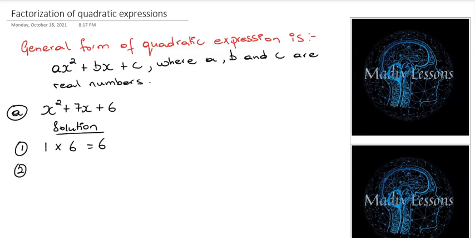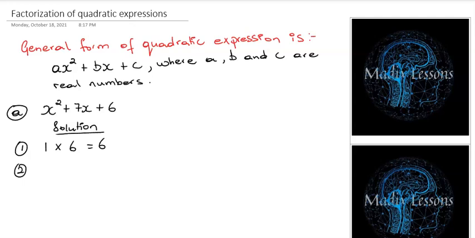we ask ourselves what two numbers multiply to give us 6 but will add to give us the coefficient of the x term, which is b. All right, so what two numbers are we going to multiply to give us 6, but at the same time those two numbers will add to give us 7? So let's see what it is.